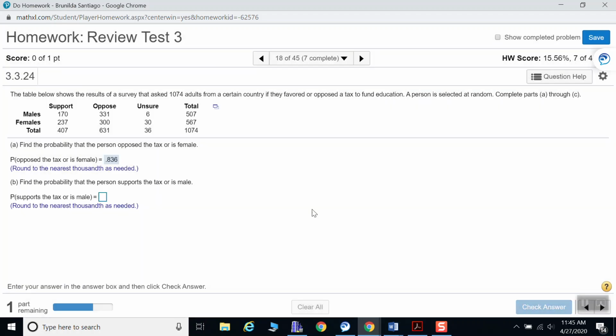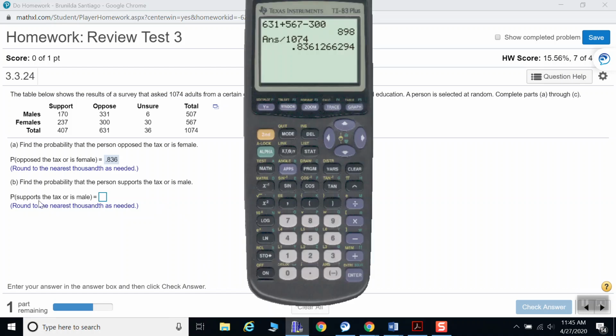And there are more parts in this question. The next one: find the probability that the person supports the tax or is a male. Supports or is a male. So we're going to follow a similar process. We're going to add the amount that supports, the amount that is male, and then subtract the one that supports and is a male.